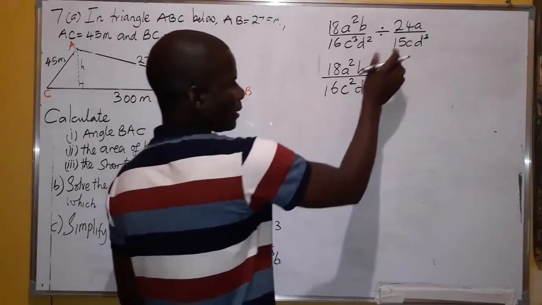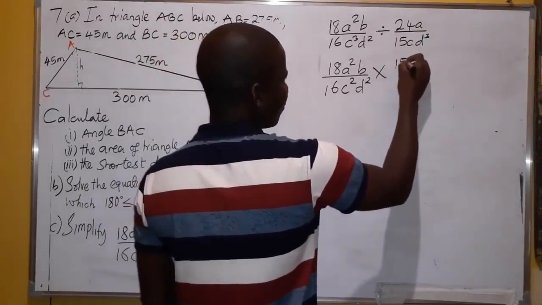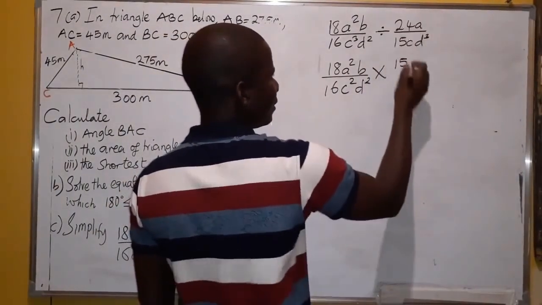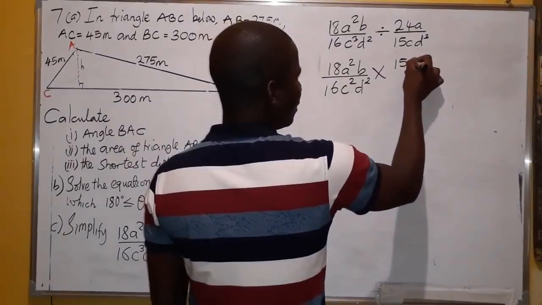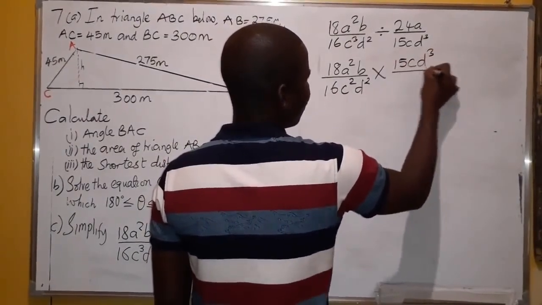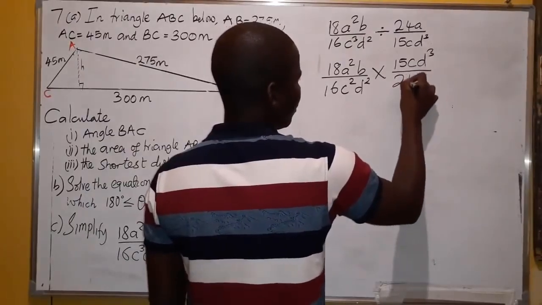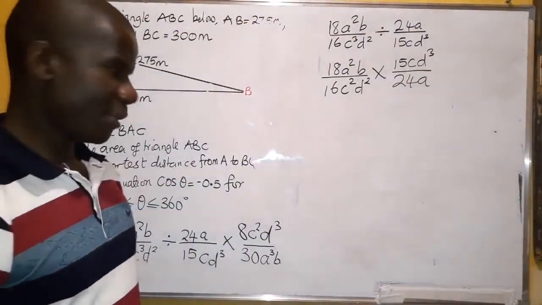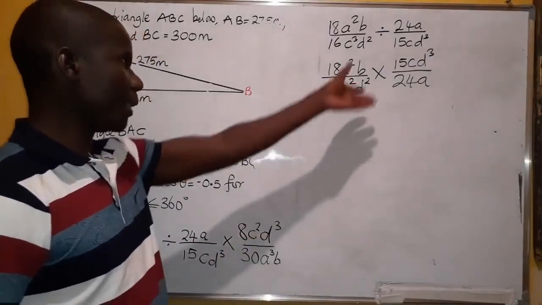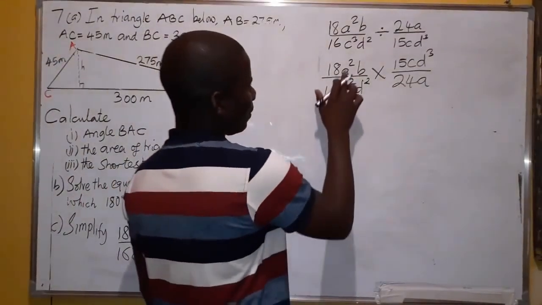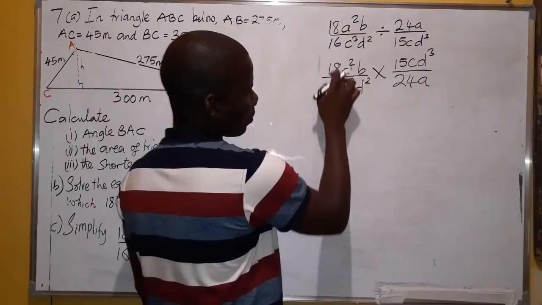Once we have done that, then we're going to have 15. We have the reciprocal of this one, 15 c d to the power 3 over 24a. Please don't forget that we still have this part. So for now we can simplify this one here. Alright? So this a here is squared.